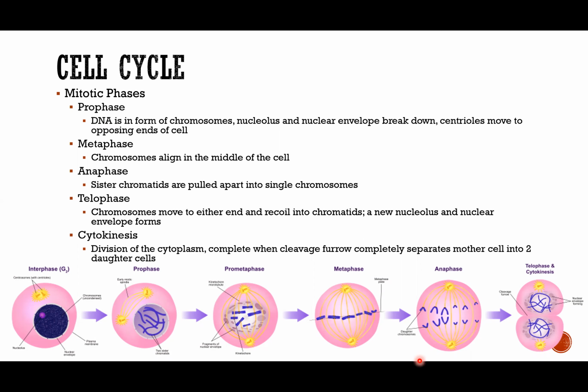That's anaphase. Telophase is when the chromosomes move to either end and then recoil into chromatin, and a new nucleus and nuclear envelope form. If you notice, they group telophase and cytokinesis together in the same picture, because they happen basically simultaneously. Cytokinesis occurs right after, if not during, telophase. This is when we divide the cytoplasm and make the cleavage between the two, cutting between them and separating into two daughter cells. And that's the end of mitosis.